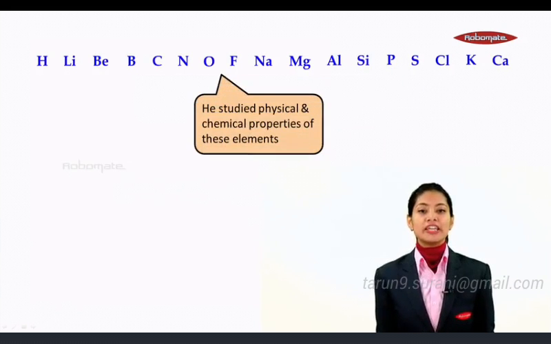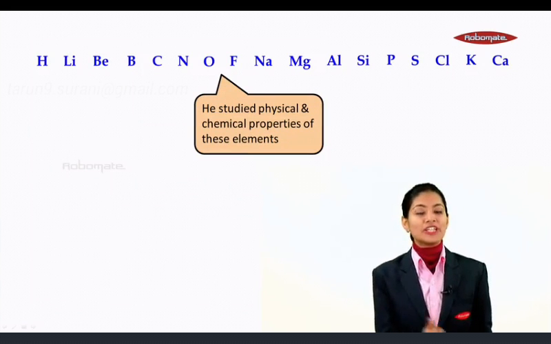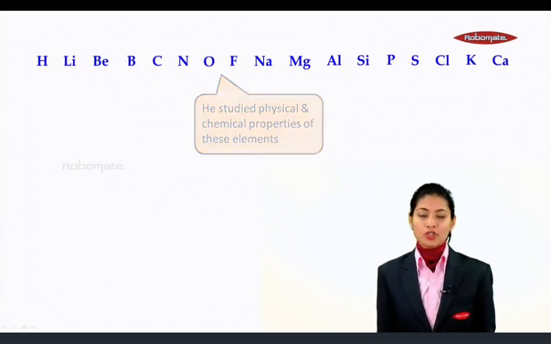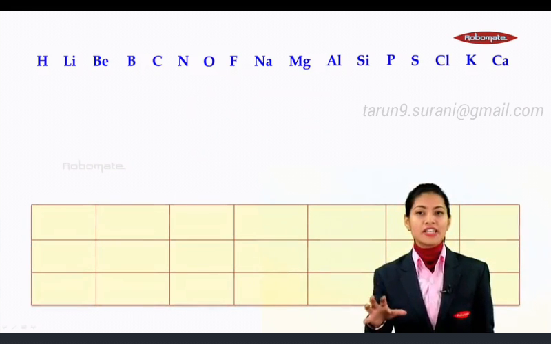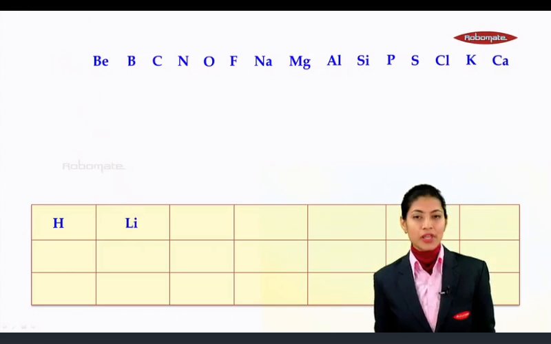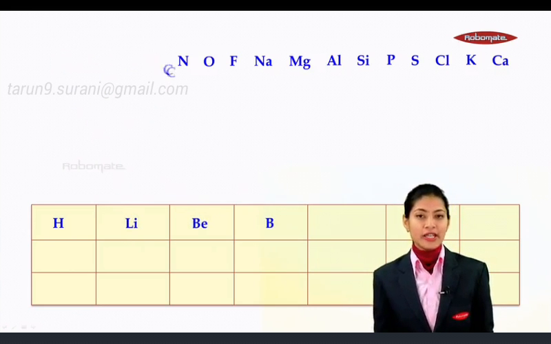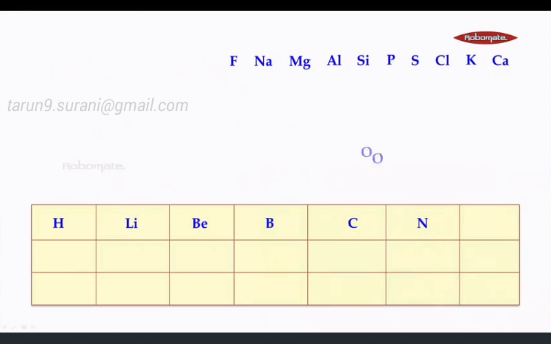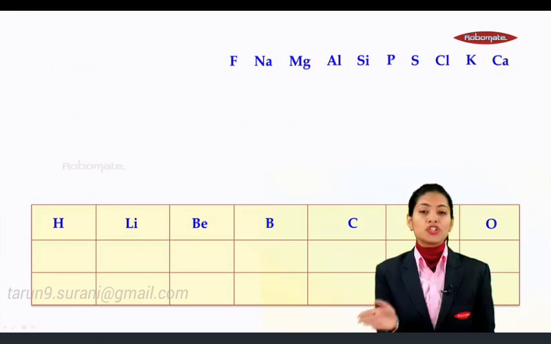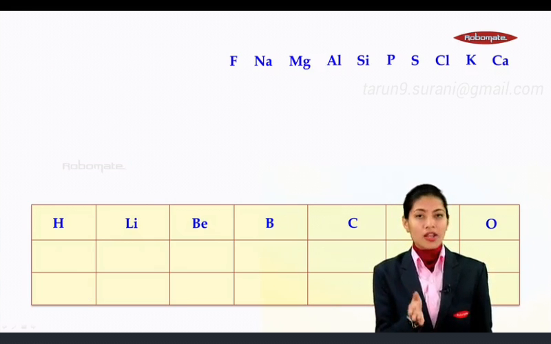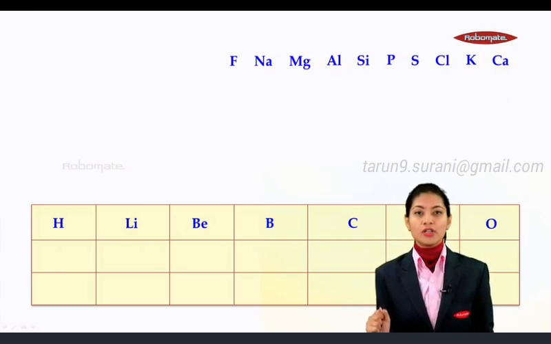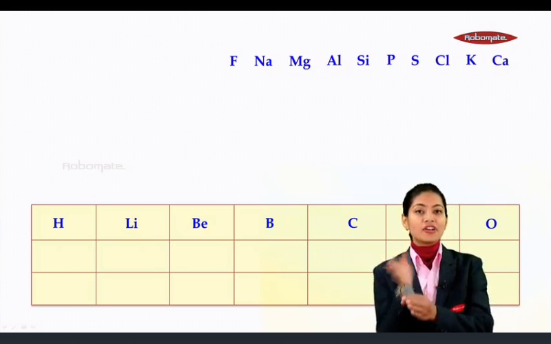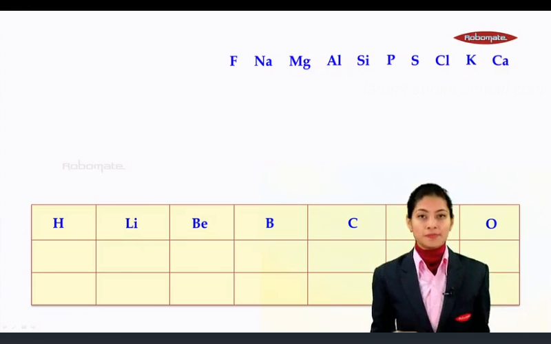He also studied the physical and chemical properties of these elements. So for his consideration, he took the first element, hydrogen, studied the property, kept it aside. Went for lithium similarly, beryllium, boron, carbon, nitrogen and oxygen, wherein he realized that hydrogen, lithium, beryllium, boron, carbon, nitrogen and oxygen do not have any similarities in property. So they were placed one after another in a horizontal manner.